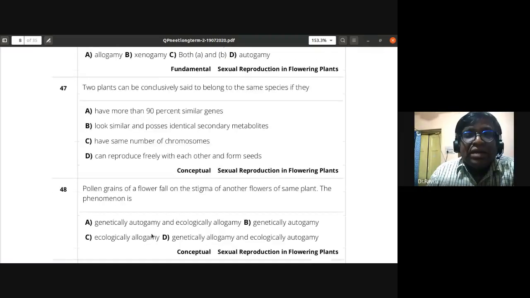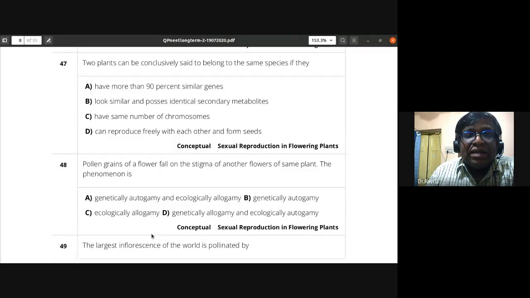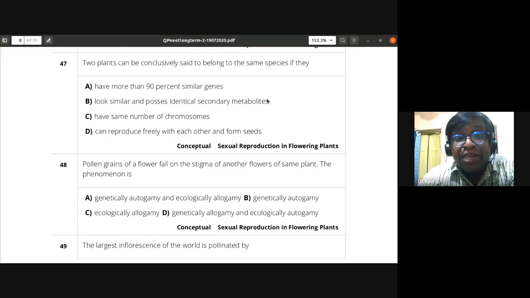Two plants can be conclusively said to belong to the same species if they have more than 90% similar genes; B, if they look similar and possess identical secondary metabolites; C, have same number of chromosomes; D, can reproduce freely with each other and form seeds. So 47, D is the answer. Two plants belong to the same species if they can reproduce freely with each other and form seeds.